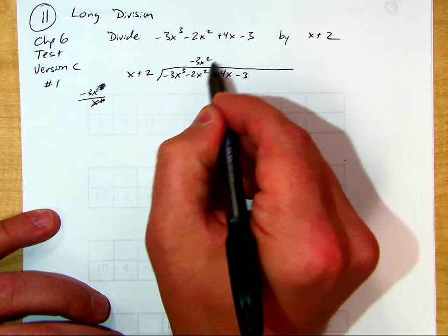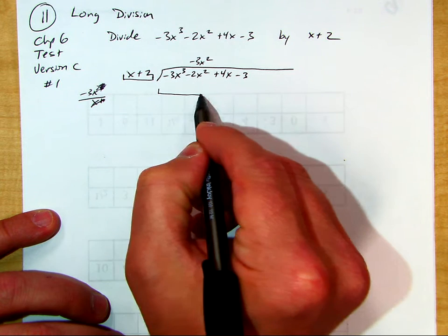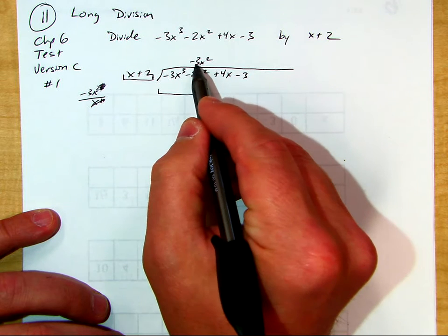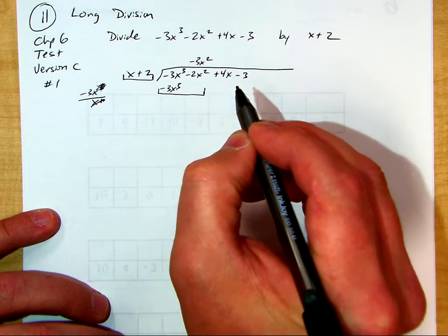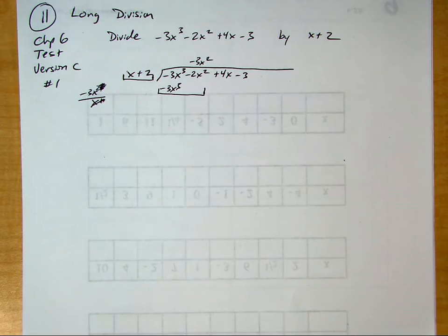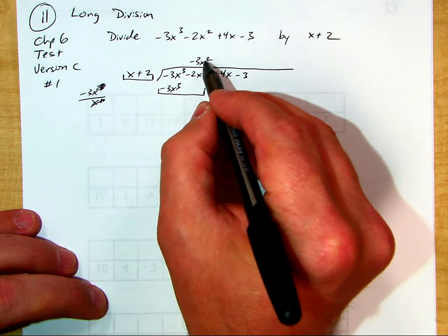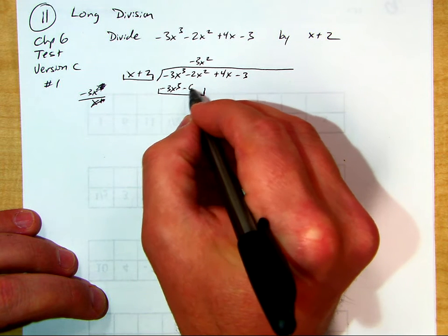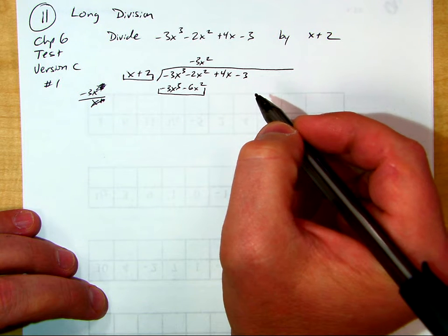You're just going to multiply just this term times the entire divisor, and it's going to line up right here. And you have to line up with like terms. Negative 3x squared times x is negative 3x cubed, which is what we want. Negative 3x squared times 2 is going to be minus 6x squared. Okay? Oh, that's a terrible 3.